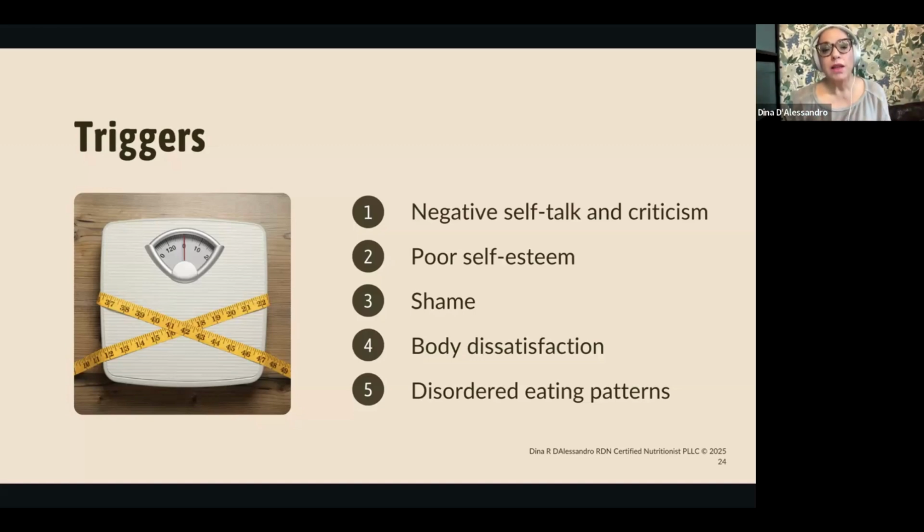So we want to make sure that we focus not just on the physical person, but the mental person as well. What are we doing to help support you get to where you need to go? Or maybe just address overall things that are causing these habits to happen to begin with.